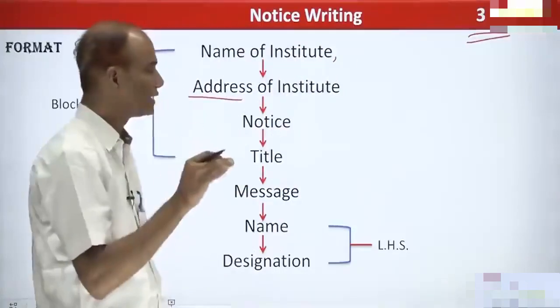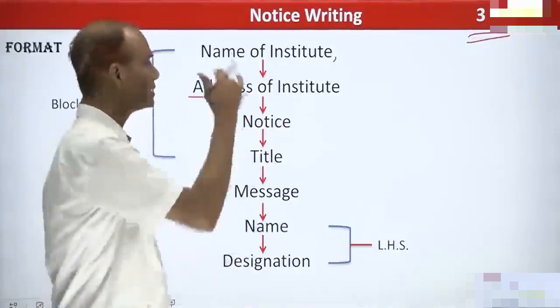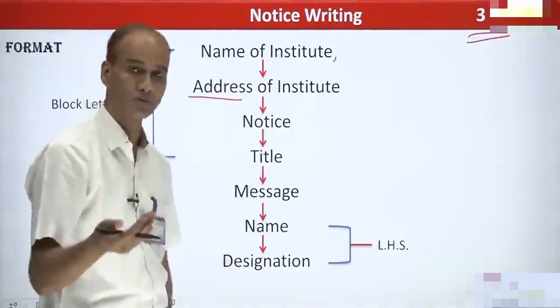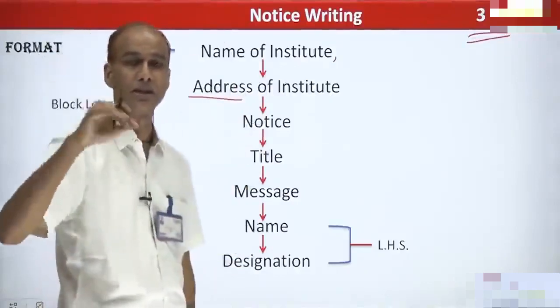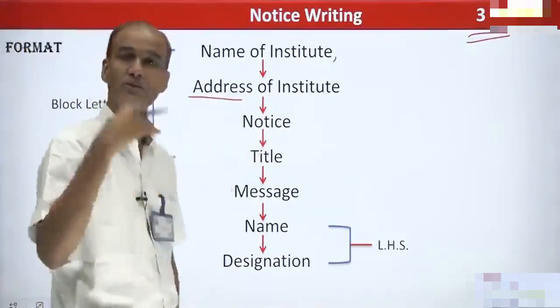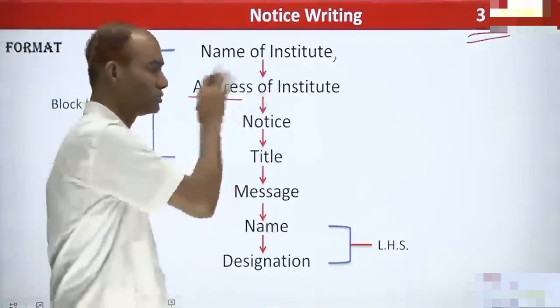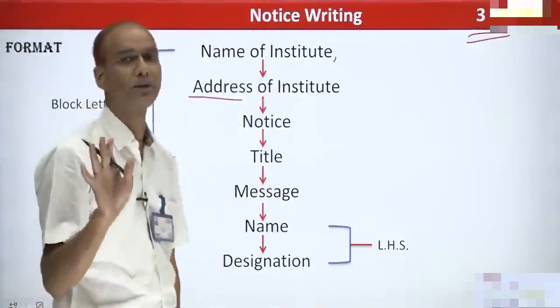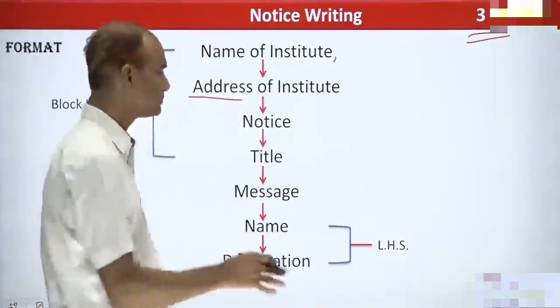But if it is a long one, say the name of the institute is also a long one. For example, it is something like Lady Anasuya Senior Secondary School, and then the address is also quite long. Then we need to use the second line. Otherwise, you don't have to use the second line, right?